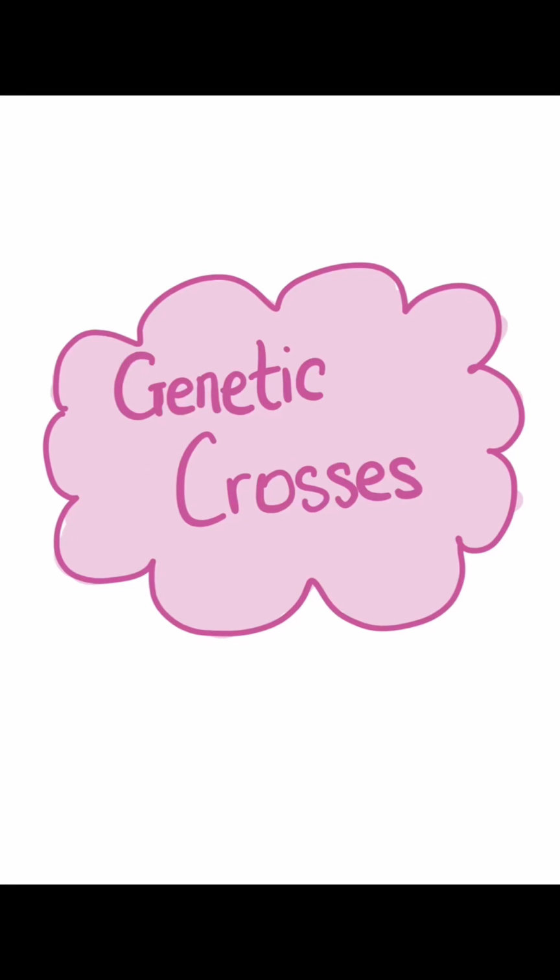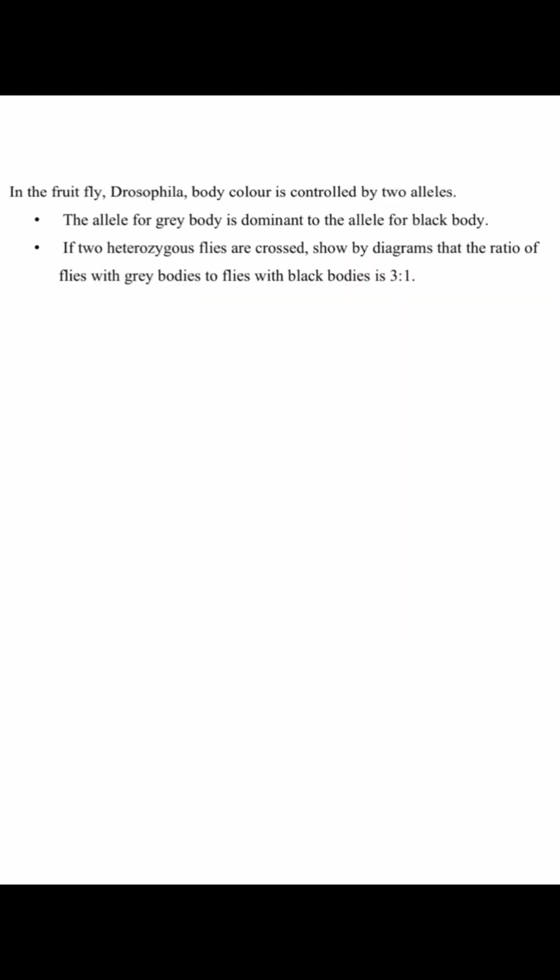This is a follow-on video to my last video on genetic crosses, which explained the basic terminology used in genetics. When answering genetics questions, it's important to identify the key parts in the question. So in this question, it says that in a fruit fly, body colour is controlled by two alleles. The allele for grey body is dominant over the allele for black body.